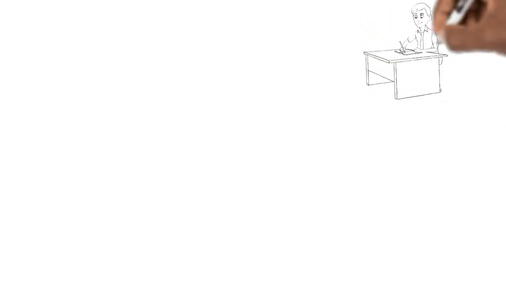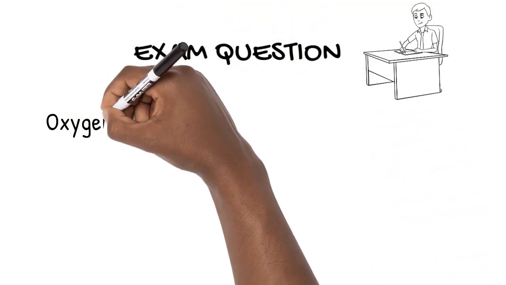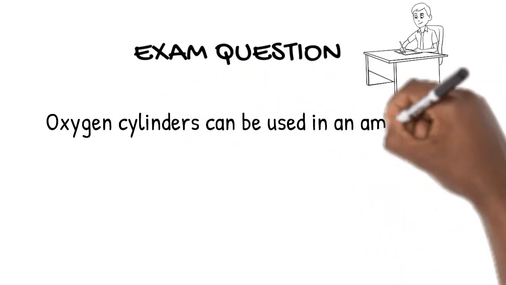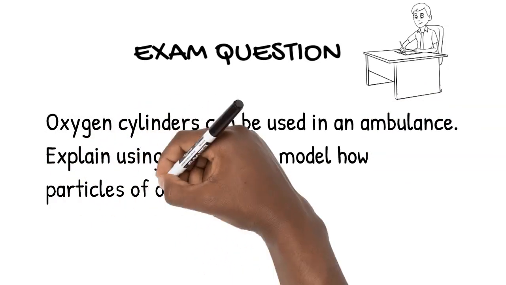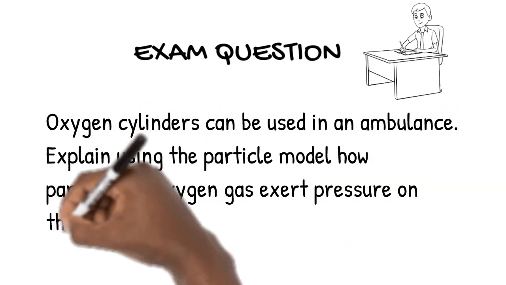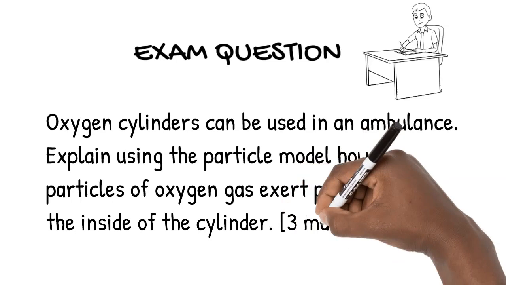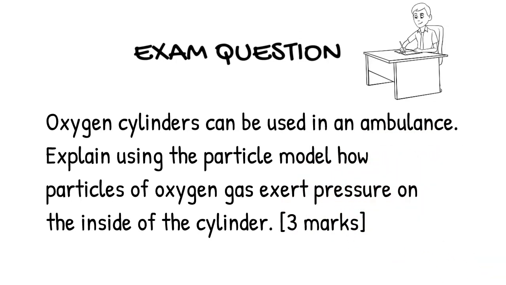Now let's look at an exam question. This one says that an oxygen cylinder can be used in an ambulance. Explain using the particle model how particles of oxygen gas exert pressure on the inside of a cylinder, for 3 marks. I want you to pause the video and try this yourself.